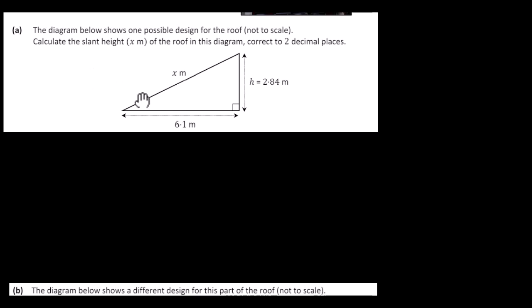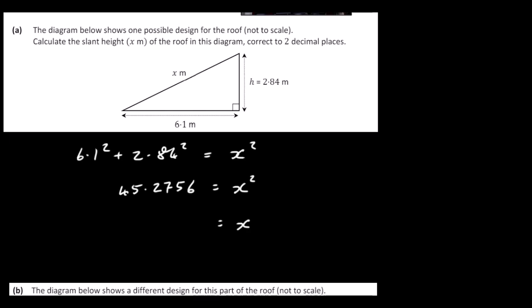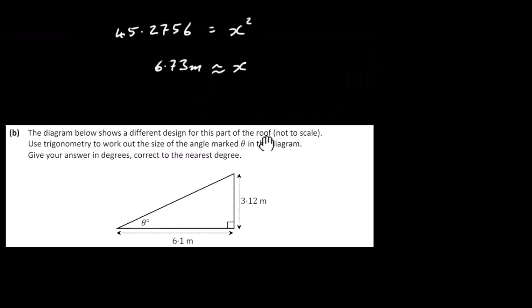Calculate the slant height x, so we've got to calculate the hypotenuse, correct to 2 decimal places. So very simple stuff. This is just the theorem of Pythagoras. So it is 6.1 squared plus 2.84 squared is equal to x squared. When you do the left hand side, you'll get 45.2756. Square root both sides, and that will give you, to 2 decimal places anyway, x approximately equal to 6.73 meters.